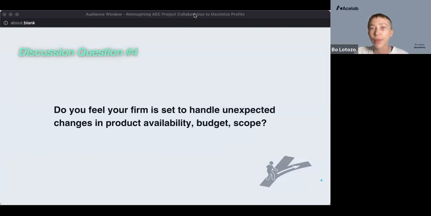And I'd love to hear maybe from Andre again with this one. In your experience on the architecture side, would you say that most of the firms that you've worked at have felt like they're set to handle these changes? Or is there a difference in the small, medium, large firm size and how folks are organized in terms of being able to manage and handle changes in terms of these aspects?